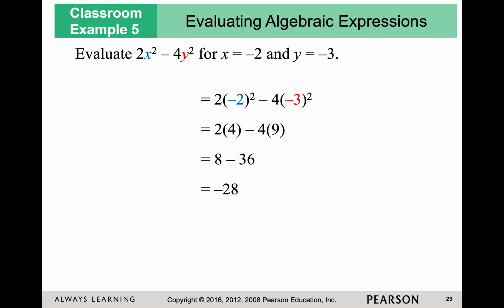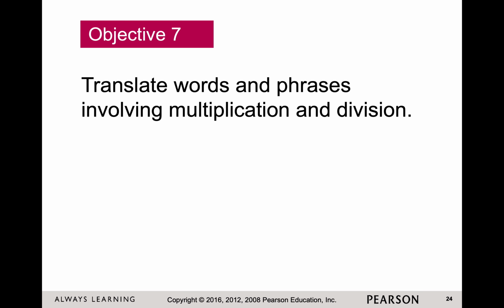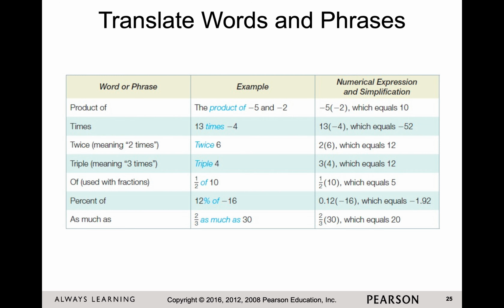And if you type this in your calculator as open parentheses, negative 2, close parentheses squared, it will give you the positive number. That's why it's so important to use those parentheses.